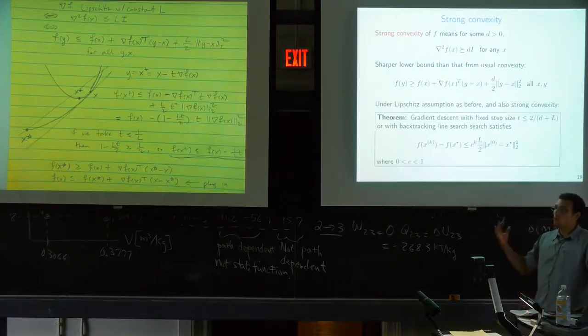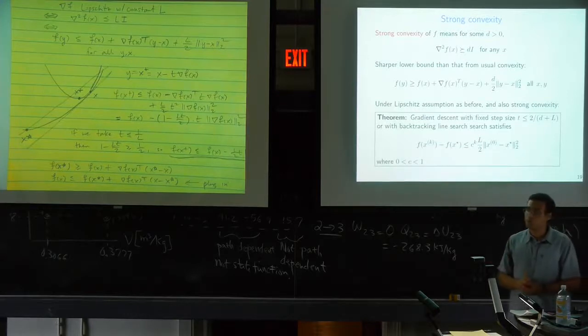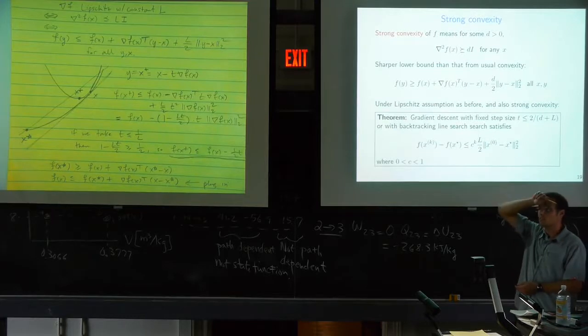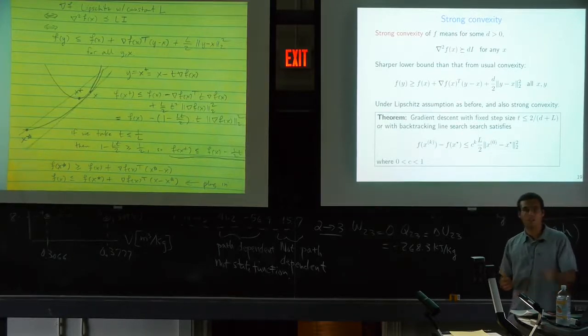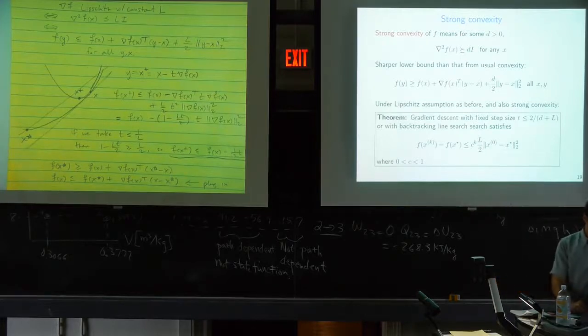Okay, so if we assume more, we get more. That's what this slide is saying. And this one is proved in your Boyd and Vandenberghe textbook, so you can take a look at this proof. So if we assume that f is strongly convex, which recall means that the smallest eigenvalue of the Hessian is lower bounded. Right, Lipschitz says it's upper bounded. Strong convexity says it's lower bounded. Then we get a sharper bound than we do from convexity.